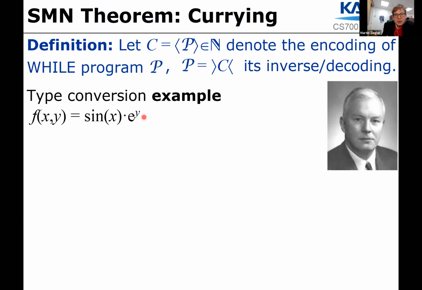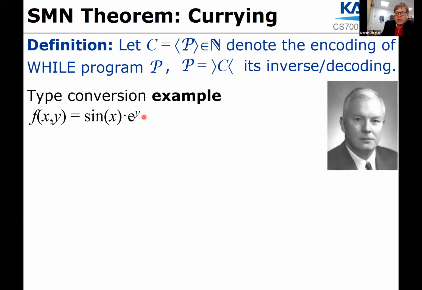Or, of course, we could do it the other way around. We could fix the first argument. For instance, we could fix x equals 0, in which case it's a function of y only, namely the 0 function. Or we could fix x to be equal to pi, and again it's the 0 function, and so on.